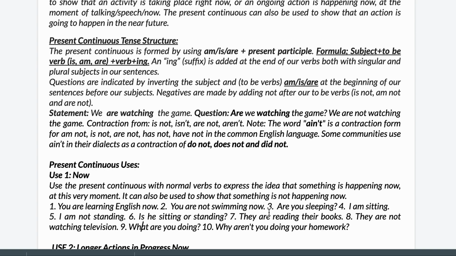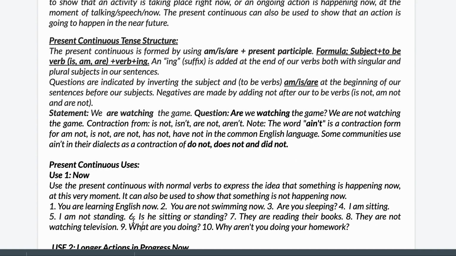You're not swimming now. Okay? So you're not doing this action. You are learning English now, you're doing this thing now, you're not swimming now. So it means that right now you are learning English. You're not swimming right now. Are you sleeping? Question mark. We put are at the beginning of our sentence before the subject and then our verb in ing form. I am sitting. Okay, who's sitting? I. With I we can't say I is or I are. I'm not standing.